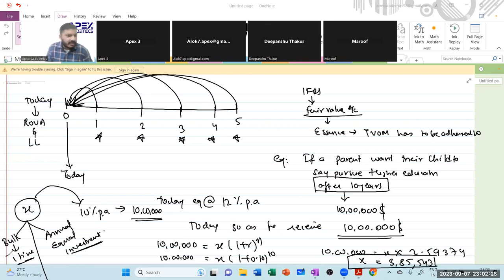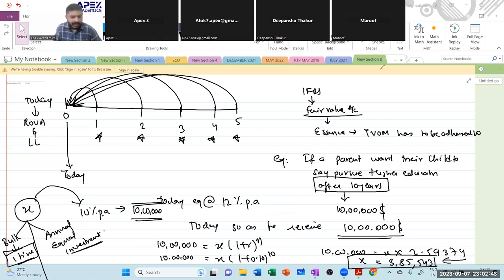So if I make a bulk investment one time, I have to invest 3,85,543 rupees today, which will then be every year earning a 10% interest. And it will then eventually become how much? It will eventually become 10 lakhs after 10 years. Are you understanding what I'm trying to say? You can assess this.